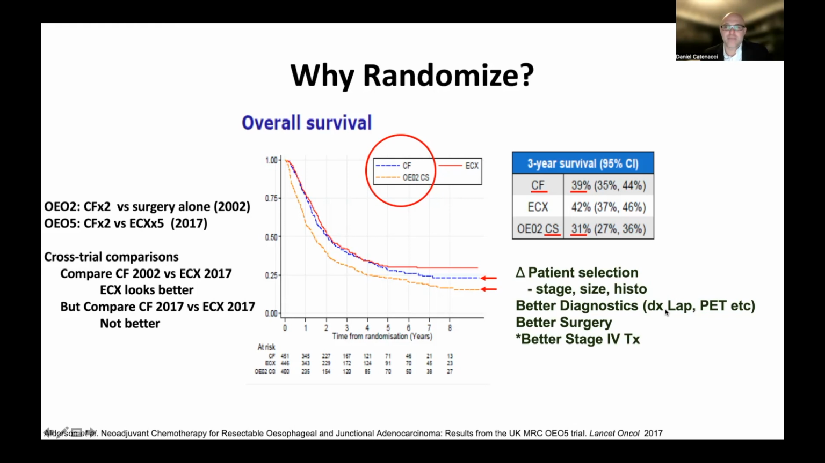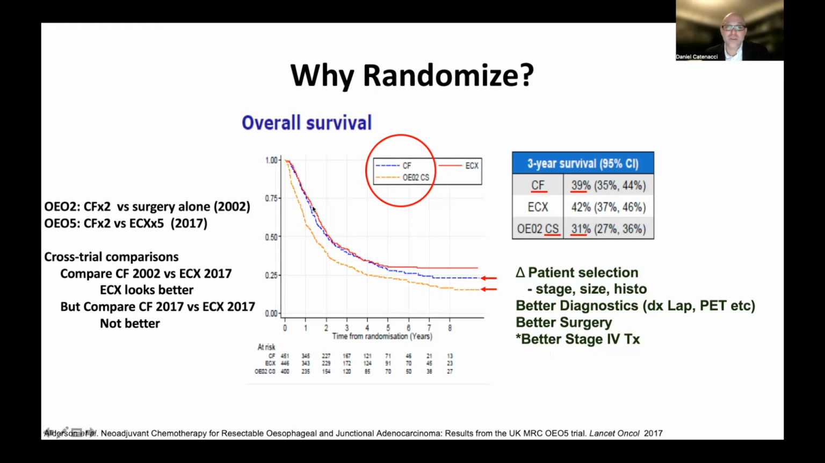Diagnostic laparoscopy became more routine. PET scans became more routine. And so patients that would have been under the radar without these and considered locally advanced non-metastatic would now not be eligible for the OEO5 study. So we've excluded stage 4 patients. Surgical techniques have improved over the years. And in addition to that, in the stage 4 setting, we've had improvements and advances in stage 4 therapy. So even in the stage 4 setting, patients live longer. And so for all of these reasons, the control arm, cis5-FU, is doing better than the cis5-FU from 15 years earlier.